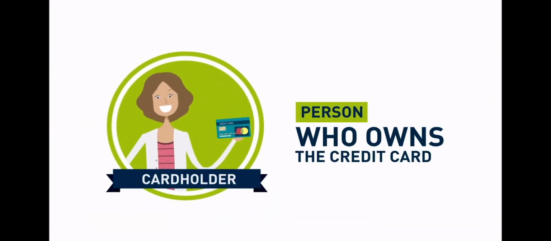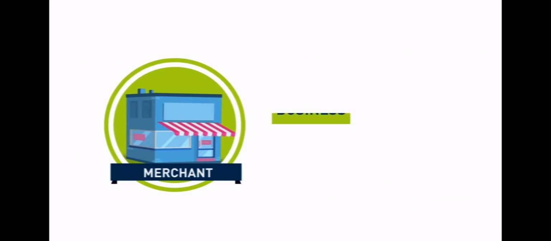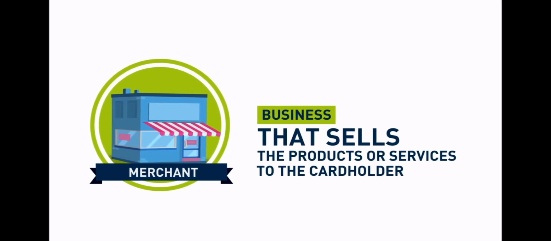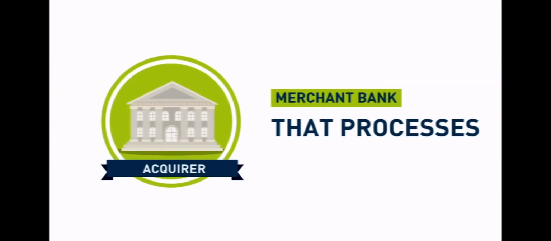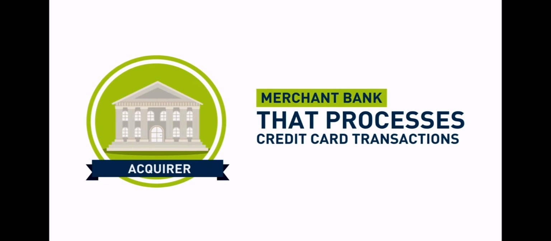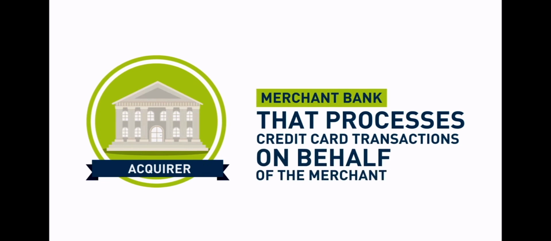The cardholder is the person who owns the credit card used to make a purchase. The merchant is the business that sells the products or services to the cardholder. The acquirer is the merchant bank that processes credit card transactions on behalf of the merchant.